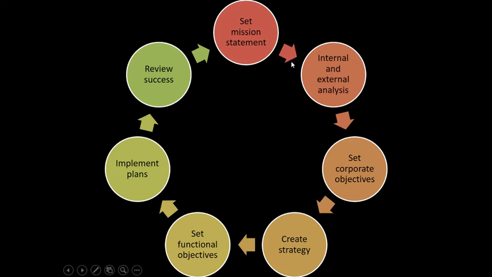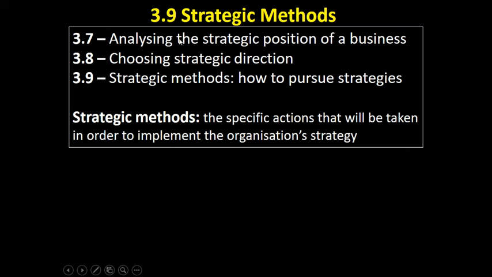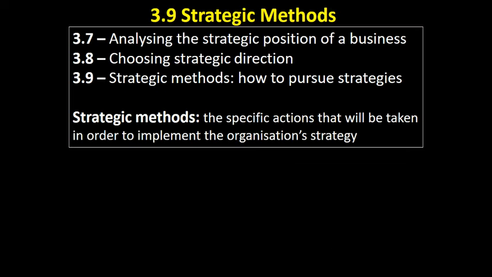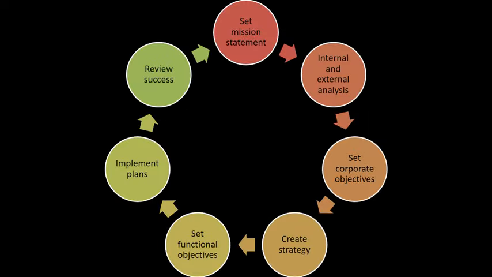So this is what the process of setting and implementing a strategy looks like. First of all, we set our mission statement, we undertake our SWOT analysis, set objectives, and create the strategy. So that's, if you think about 3.7 and 3.8, what you studied in those units, that was really looking at, first of all, analysing the strategic position of the business. Where are we? We undertake our internal and external analysis, our SWOT, our PESTLE analysis. And then in 3.8, we choose our strategic direction. We really look at creating the strategy that we're going to follow in 3.8.